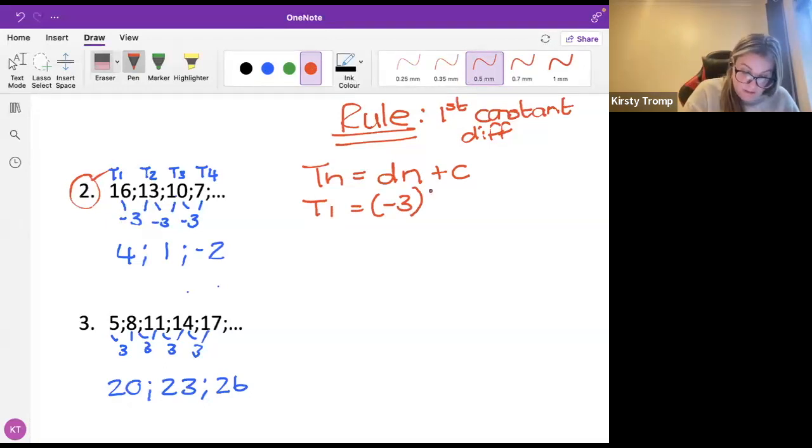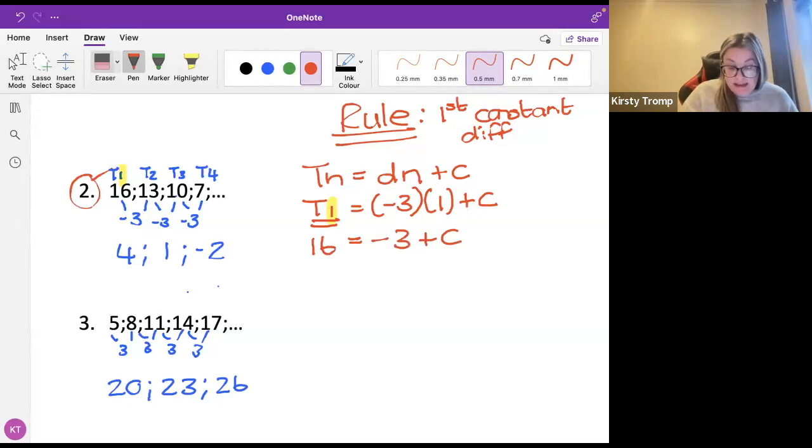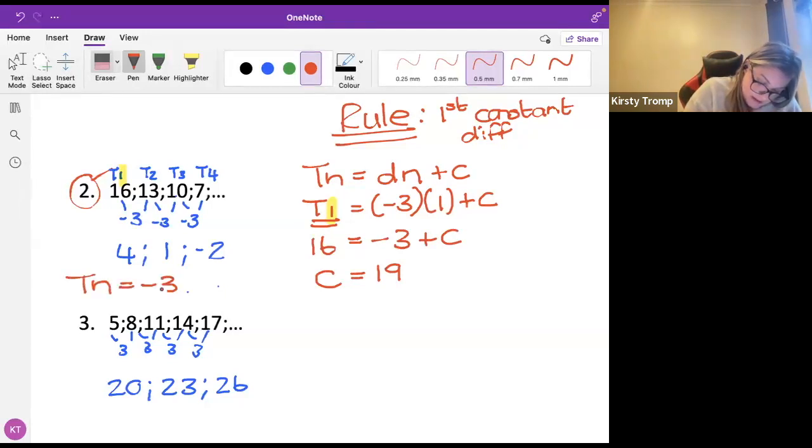My N is going to be 1 because I'm looking for the first term. There it is, the first term. And I need to know what to add to C. Well, what do I know about term 1, guys? I know that it's equal to 16. So negative 3 times 1 gives me negative 3 plus C. So now I can ask myself, negative 3 plus what will give me 16? I know that C is going to be equal to 19. So for my first one, my rule is going to be Tn equals negative 3n plus 19.